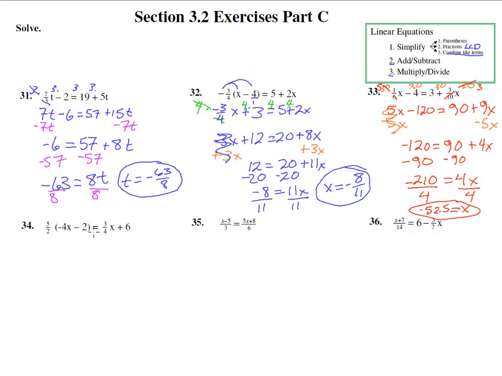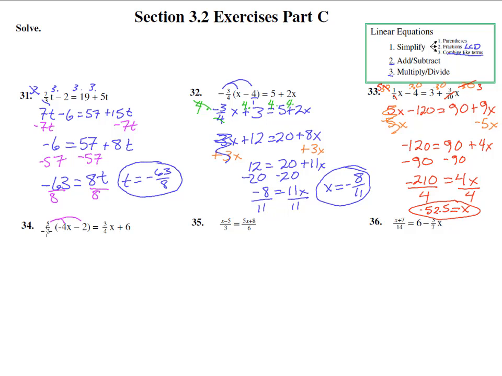Ooh, this looks like a big one. 5 halves, parentheses, negative 4x minus 2 equals 3/4 x plus 6. There are fractions and parentheses and everything. Let's take it just one step at a time. Question number 1. Got any parentheses? Indeed we do. Let's distribute.